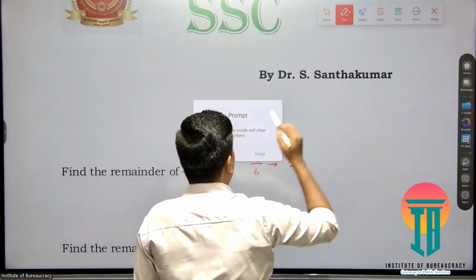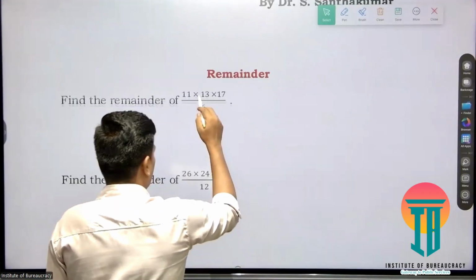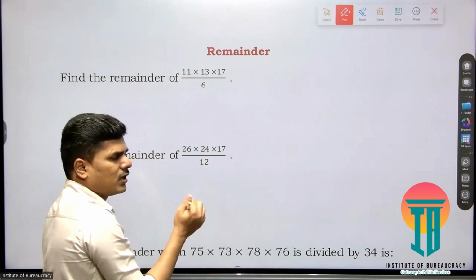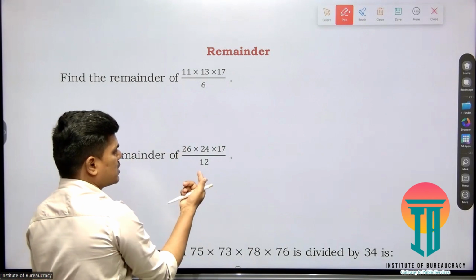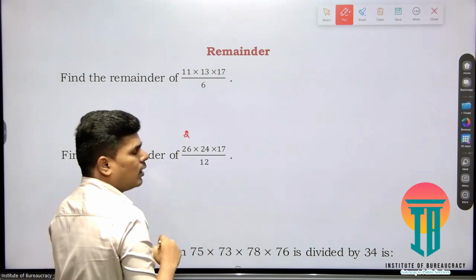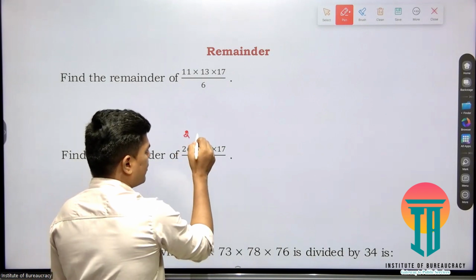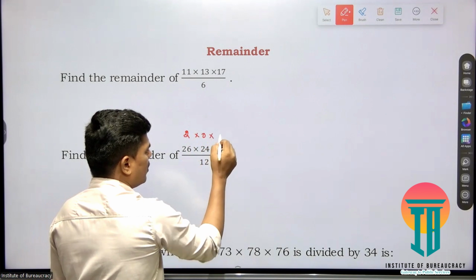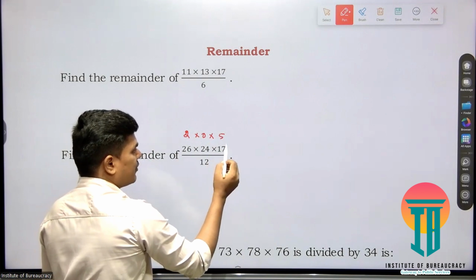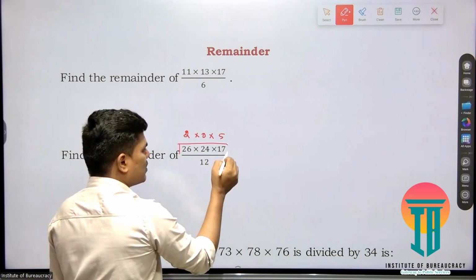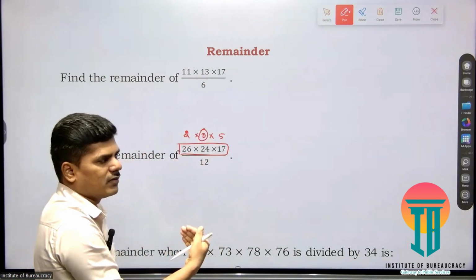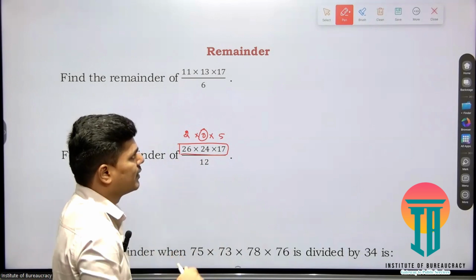And when it comes to the next problem, if you look at this, you want to divide this number by 12 and find the remainder. So 26 divided by 12, the remainder is going to be 2. And when you divide 24 by 12, the remainder is going to be 0. And 17 by 12, the remainder is going to be 5. When you get remainder 0, it means this number is completely divisible by 12. So when a number is completely dividing, the remainder is going to be 0. That's what you must know.